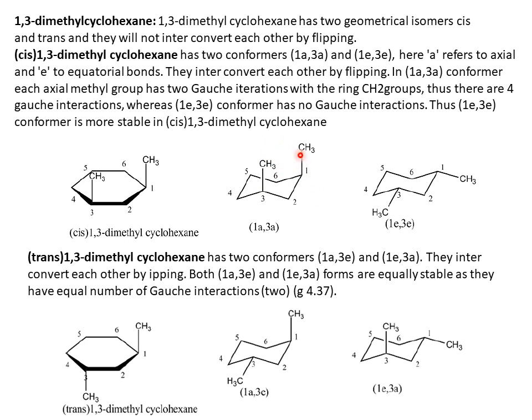Due to flipping, the axial bond can transform to an equatorial bond. This axial also converted to an equatorial bond. On flipping, this axial bond is transformed to an equatorial bond, and here also an equatorial bond. Let us analyze. This is 1A 3A and this is 1E 3E. Let us analyze the relative stability between these two conformers.